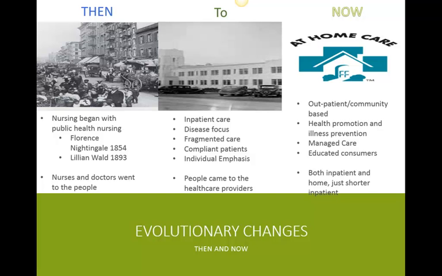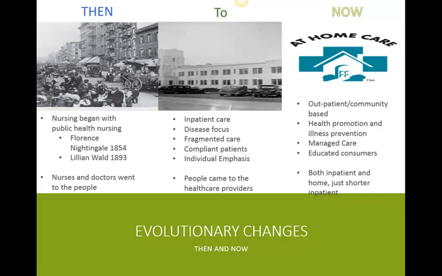Then as time passed on, we had another individual named Lillian Wald, and she founded the Henry Street Project. And really, she targeted the public health needs of the unemployed immigrants that were coming over for work. And so really, they were overcrowded, oftentimes homeless. So she provided care to this specific population in the public arena.